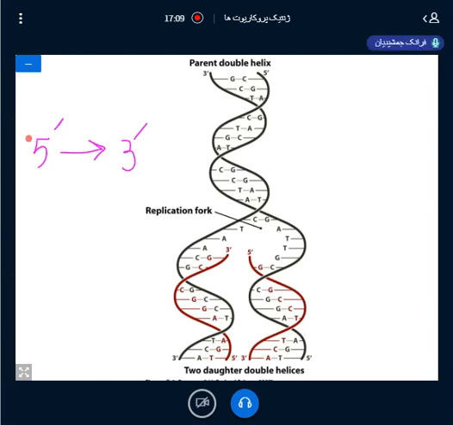So I was talking about the direction of replication is from 5' to 3'. When the two strands of DNA separate, we have the part we call replication fork. And two mother strands separate from each other, and the daughter strand, look at here, look at my pointer, from 5' to 3', synthesize. Okay?